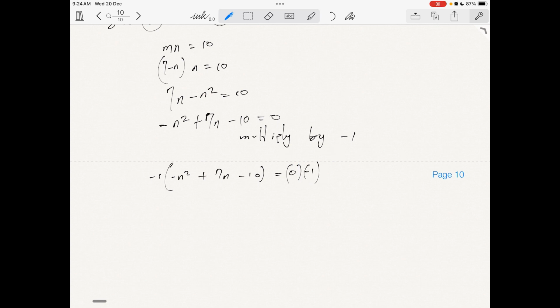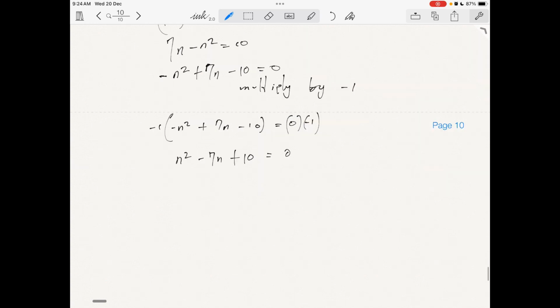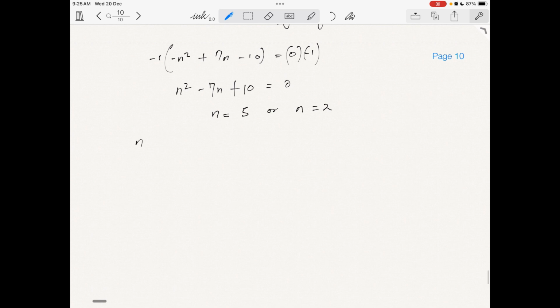Okay, so this will give us n squared minus 7n plus 10. So we multiply by the number, which is 0. When we solve this quadratic equation, we will have two values: n is 5 or n is 2. So now we have n equals 5, and also n equals 2, which means we are going to have two m equations.